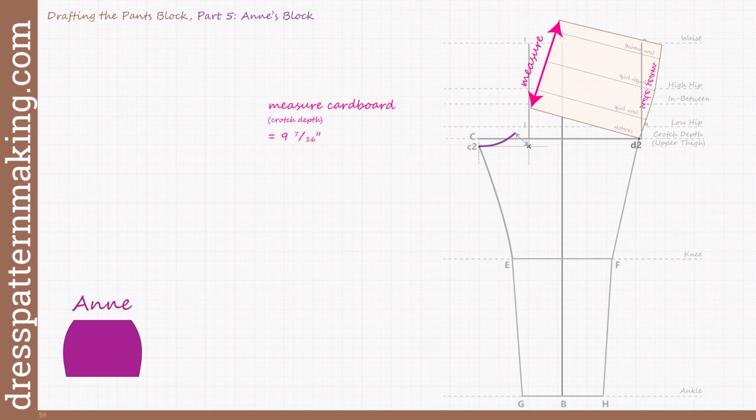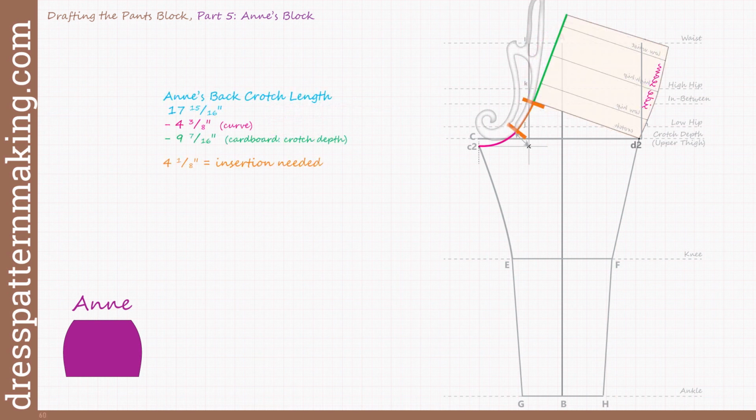So rather than going and finding the crotch depth measurement on the table and remembering how much we came down, just measure the cardboard. So I have to work out how much to tilt the foundation shape of the cardboard up to get the length that I need. Ann's back crotch length is 17 15/16 minus what we have, which is the curve measurement and the cardboard measurement. So I'm short about 4 1/8 of an inch. That's how much needs to be inserted.